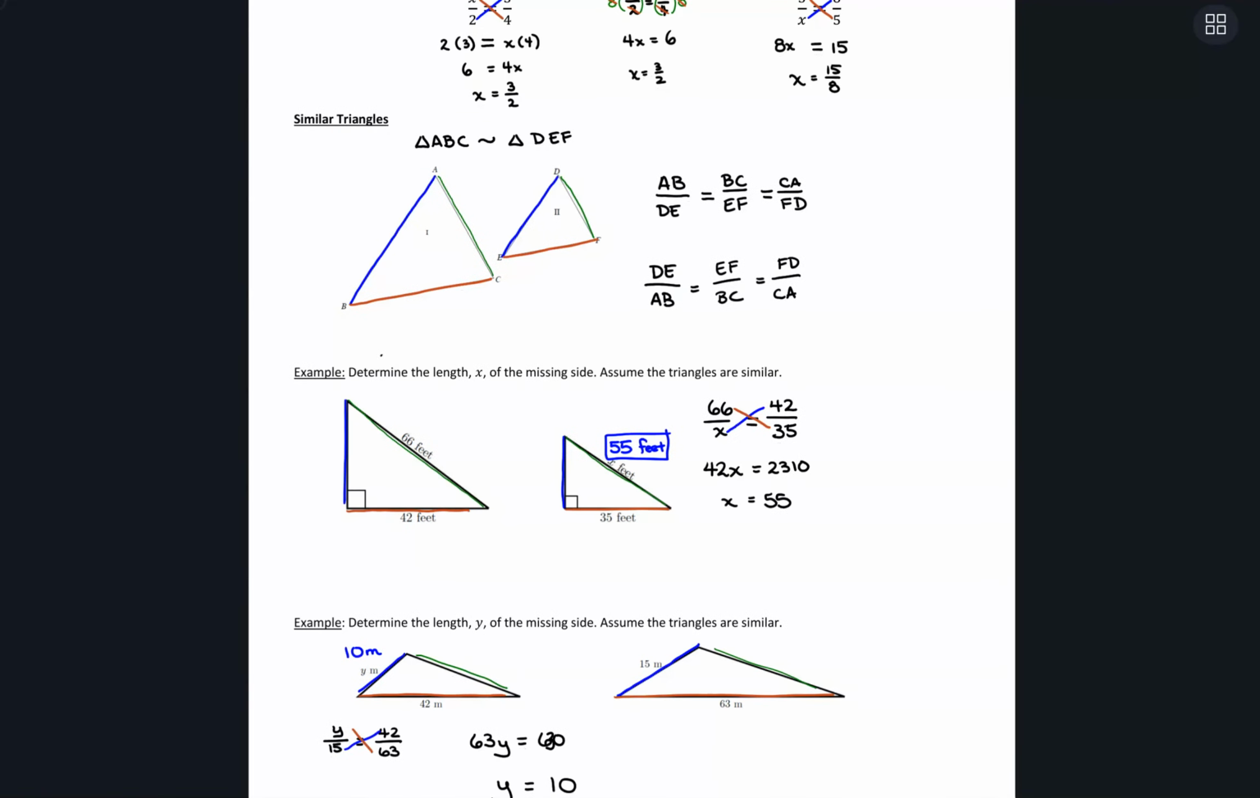Okay, so those are our properties of similar triangles. What we're looking for are 2 triangles with all the same angle measurements, and then from there we can create these ratios of side lengths to solve for missing side lengths within the triangle.